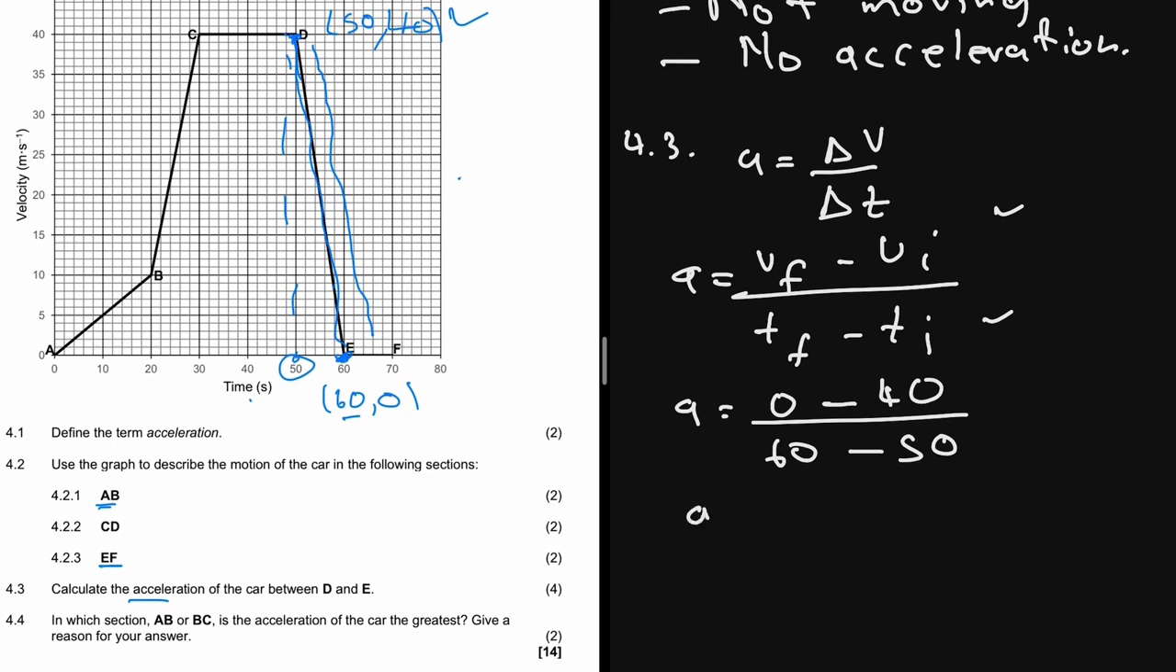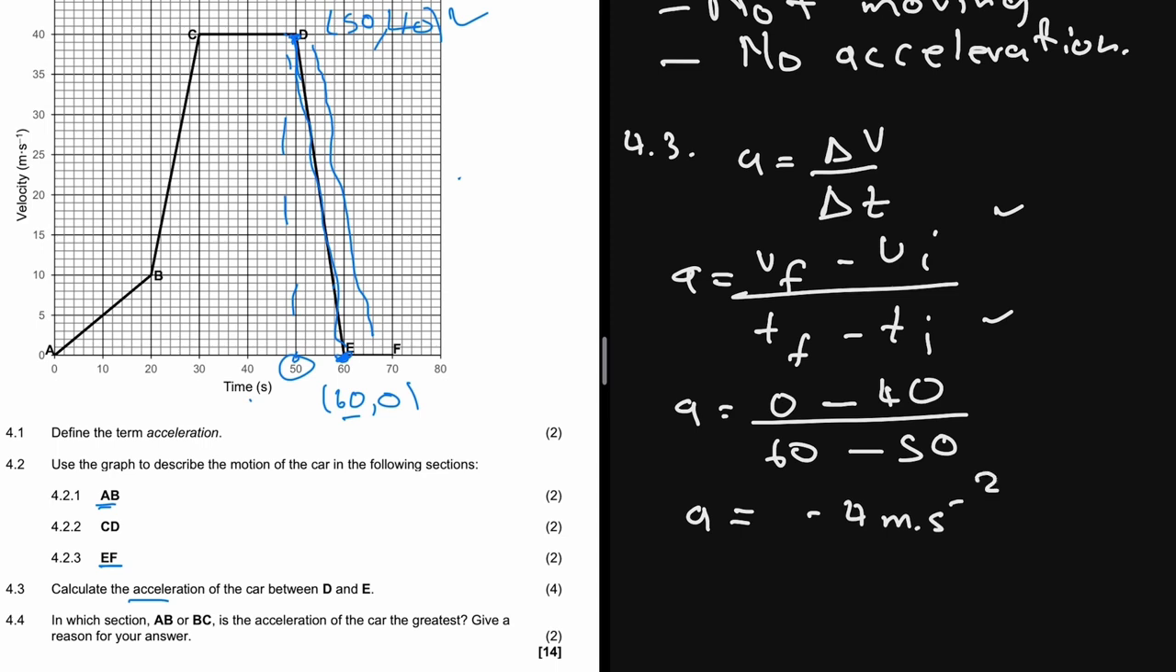Now if we put this in our calculator, we can get the acceleration. The acceleration is going to be negative 40 all divided by 10, since 60 minus 50 is 10. So the acceleration is negative 4 meters per second squared.